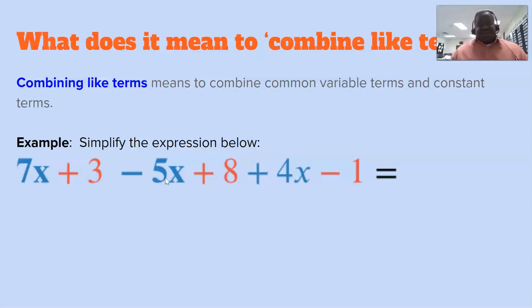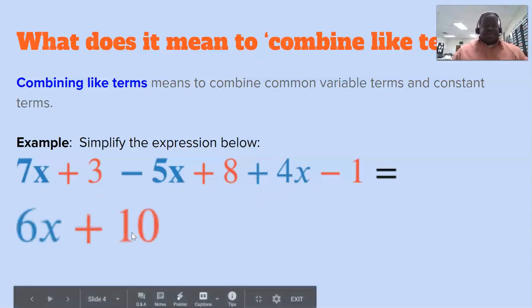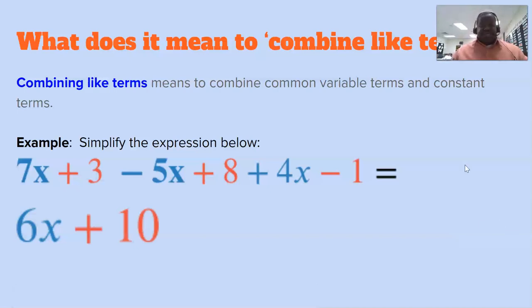So 7 minus 5 is positive 2, plus 4 is 6x, and 3 plus 8 is 11, minus 1 is 10. So our answer in this case will be 6x plus 10. And we cannot put the 6x and the 10 together. Why? Because they don't have the same last name. They don't have the same variable. They're not common variable terms. Okay? So you have an x on the 6x. You can't put that with just that simple 10.